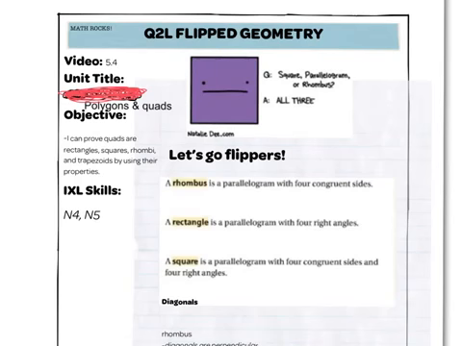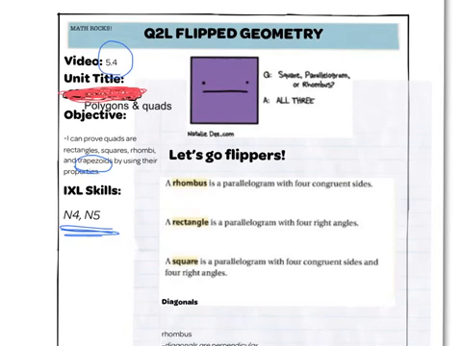Okay, so our objective today is I can prove quads are rectangles, squares, rhombi, and trapezoids by using their properties. We will actually look at trapezoids tomorrow, but again, that's the basic idea of what we're looking at for the next 2 days. And the Excel skills that I'm going to suggest you start are going to be in 4 and in 5. This is video 5.4, so please make sure you note that down.